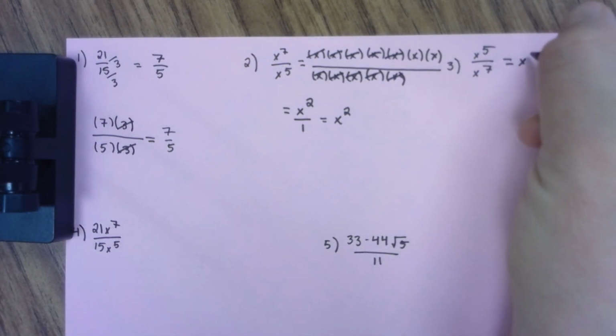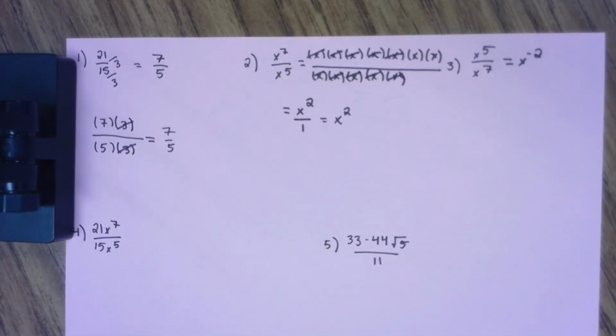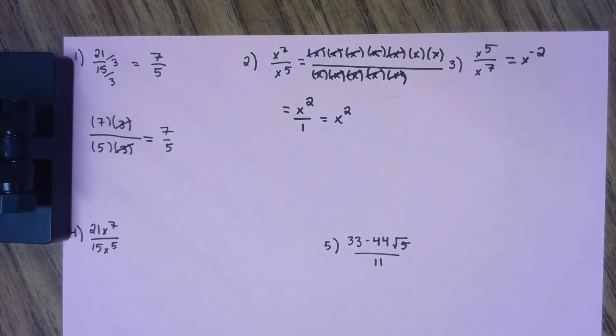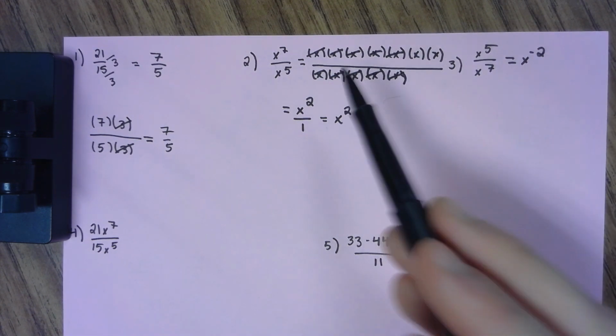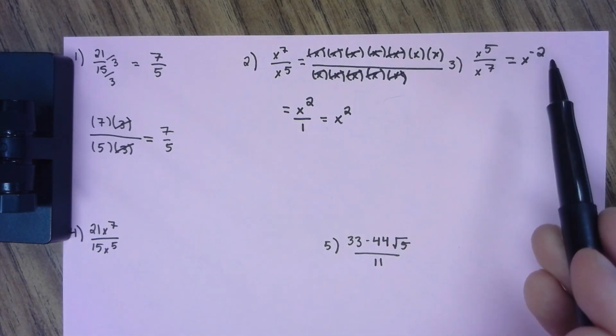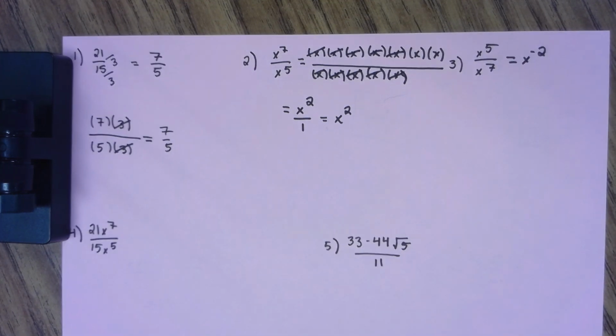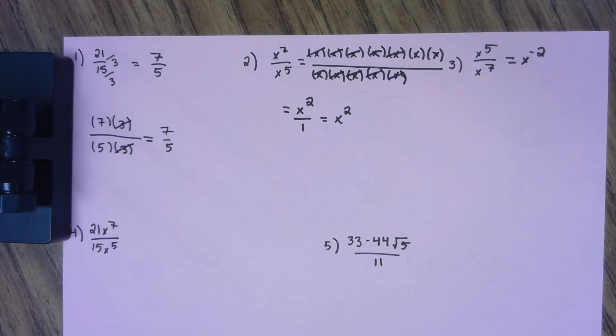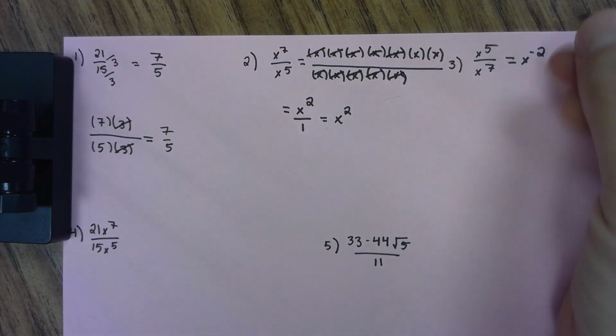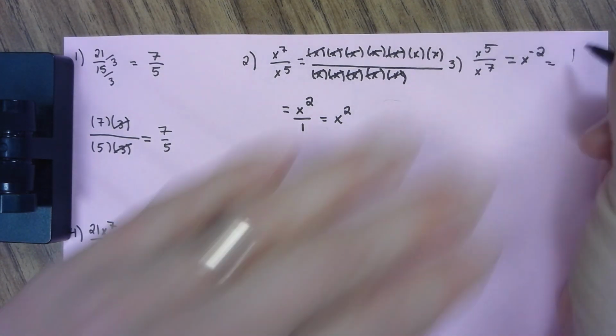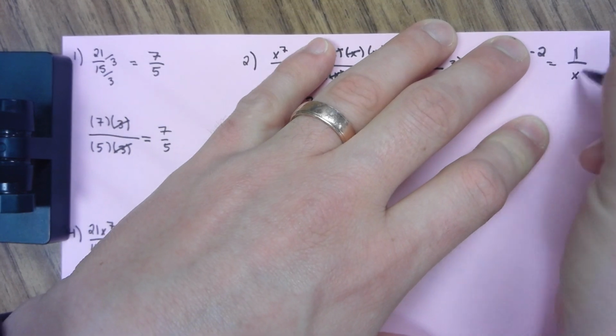So this ends up equaling x to the negative 2. Now, there's another way that we can write that x to the power of negative 2. And if you think about this same idea, well, I've got 5 x's in my numerator, 7 in the denominator. So I get all 5 to eliminate in the numerator. And I am left over with 2 x's in the denominator, which is equal to 1 over x squared.